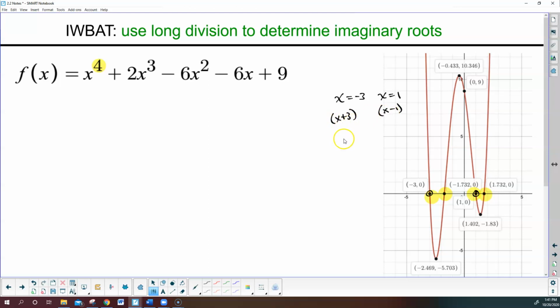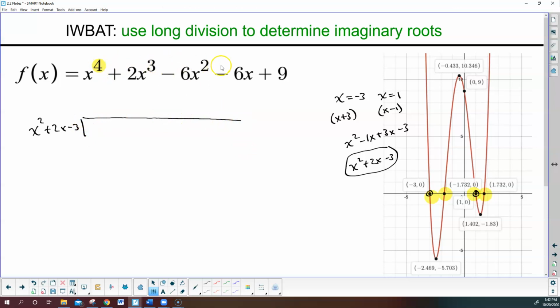Or what if I just multiply these? If I expand them out, I get x times x, x times negative 1, 3 times x, and 3 times negative 1. And if I add them together, I get a new trinomial that will divide perfectly into this with a remainder of 0 because these are solutions. So I'm going to take that trinomial and I'm going to divide it in. Notice 4, 3, 2, 1. There's no missing terms, so I don't have to add any spacers or place values.